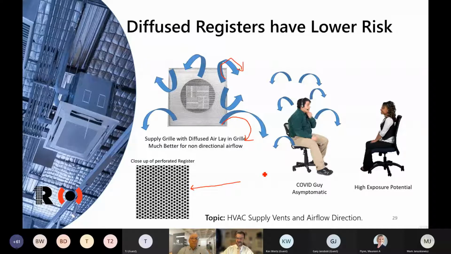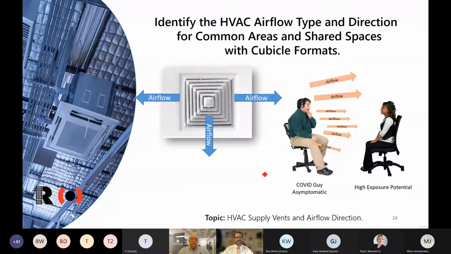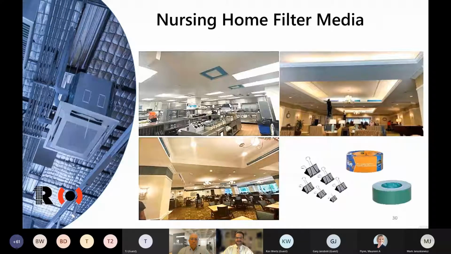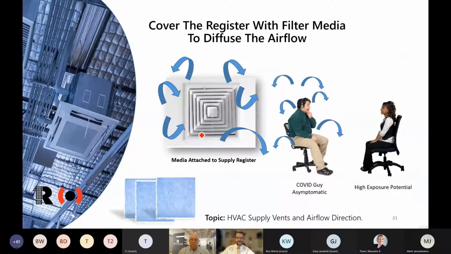So the question is, if we did have these type of registers, Tom, is there anything that could be done to those, at low cost, that could lower the risk? And the answer is yes. What we've done in some cases, like in nursing homes and medical facilities, is go in over the registers and put a filter media, not a high density, but a lower filter media. We're not filtering the air here, we're diffusing it. So in this area you can see that the register is now being covered, and the filter media just covers over the register.